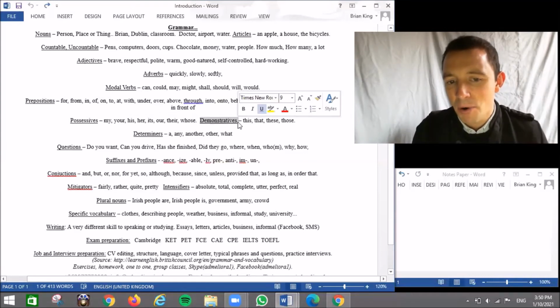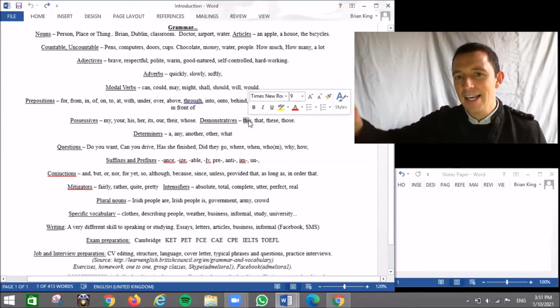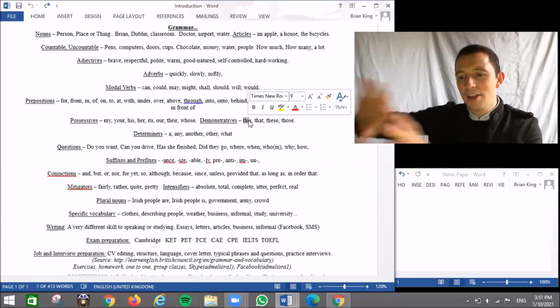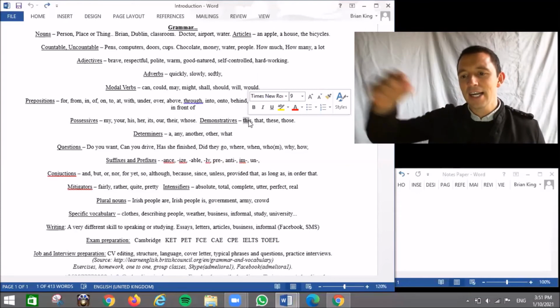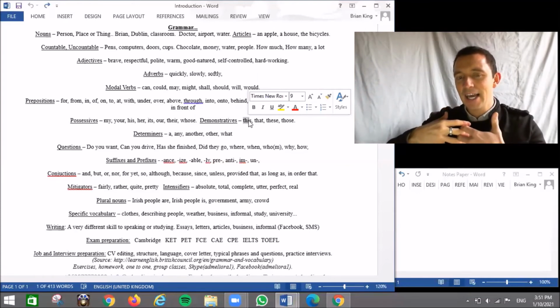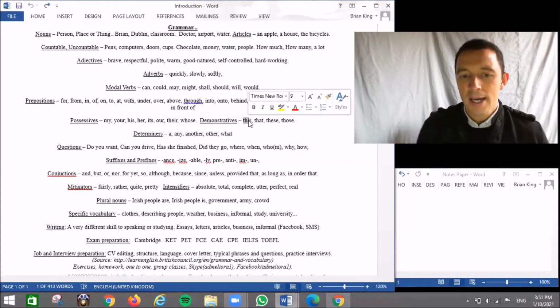Demonstratives are very important as well. Singular: this, that, depending on position. So this, aquí; that, allí. Plural is these, near, and plural, those, away. Okay, so singular, this, aquí. Singular, that, allí. Plural, these, aquí. And plural, those, allí. So it depends on the position.